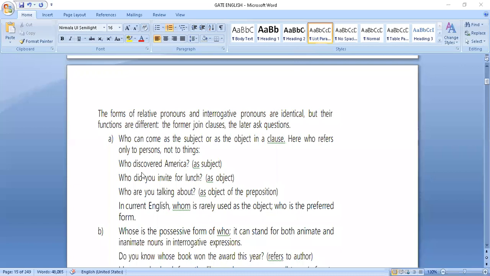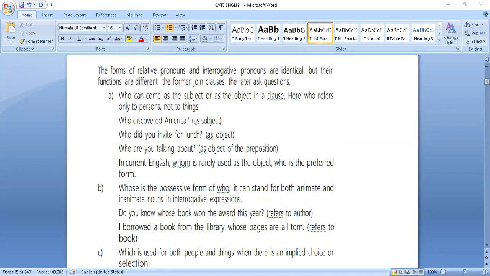Who discovered America? Whom did you invite for lunch? Who are you talking about? In current English, whom is rarely used as the object. Who is the preferred form. Okay. Now you will find the use of whom nowadays is not so much as the use of who. We generally use who only nowadays. Whom we use very rarely. That's why I mentioned this in current English. Whom is rarely used as the object. Who is the preferred form.